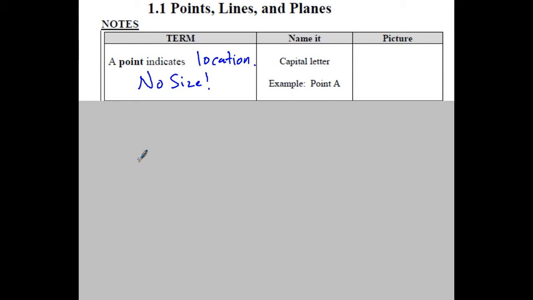How to name it? We're going to use a capital letter, and as an example, we're going to use point A. So over here, we're going to draw a picture. We're just going to draw a little point and use capital letter A. Alright, moving on.